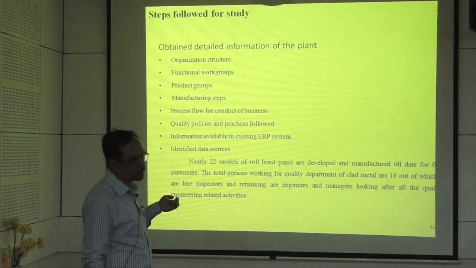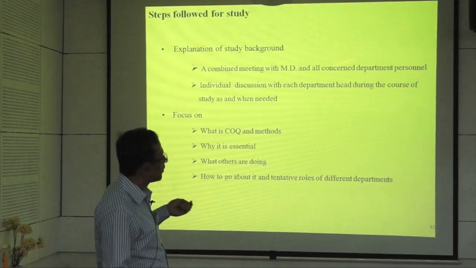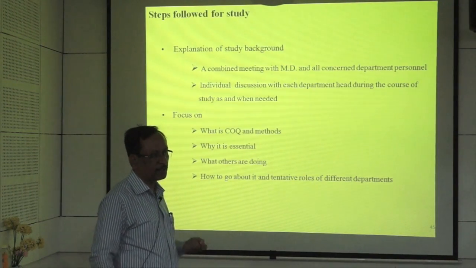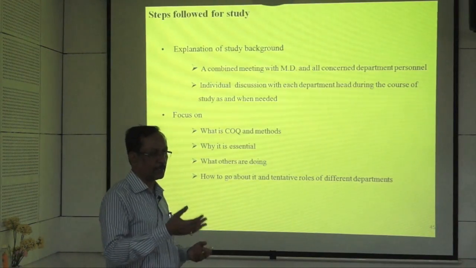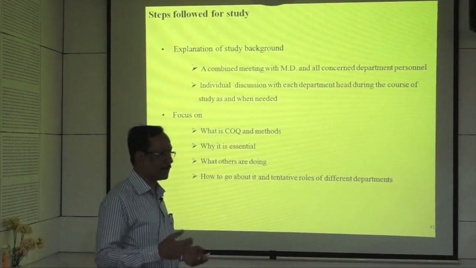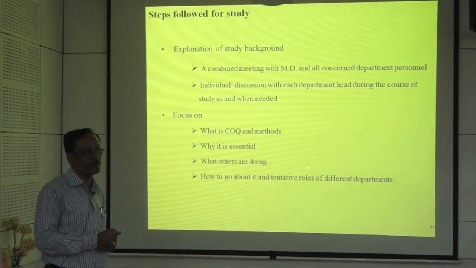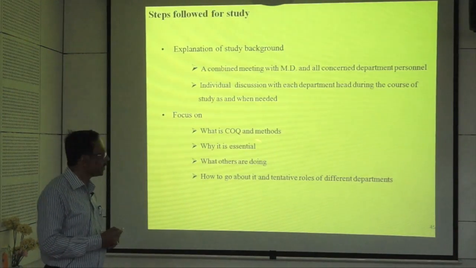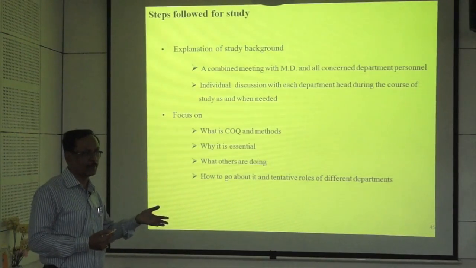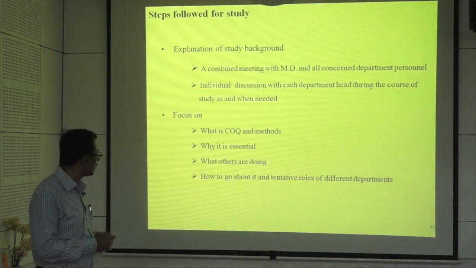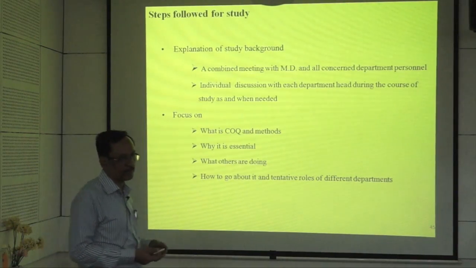So these are the study steps, sir. Can I skip them because of the time constraint? What I did there: first, I held a meeting with the MD and 2 heads, the plant head and the quality head. Then I held department-wise meetings, and explained what cost of quality is, what methods are available, why it is essential, why it should be implemented in our company, and what others are doing. I shared how others do it, and how to go about it, and we fixed the tentative roles of the different departments in the first step.